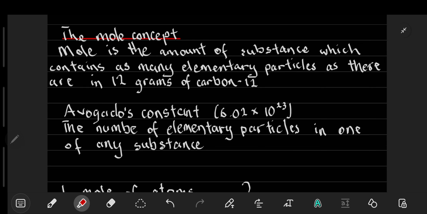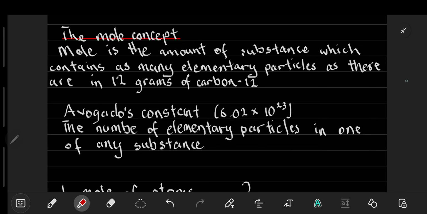In the same way, 12 grams of carbon-12 is said to be equal to 1 mole. So when we say 1 mole of any substance, it means that it has the same number of particles as 12 grams of carbon. So 12 grams of carbon is actually 1 mole.